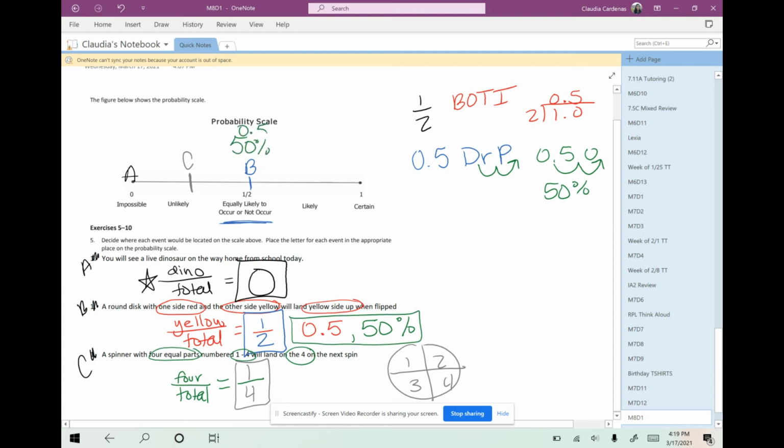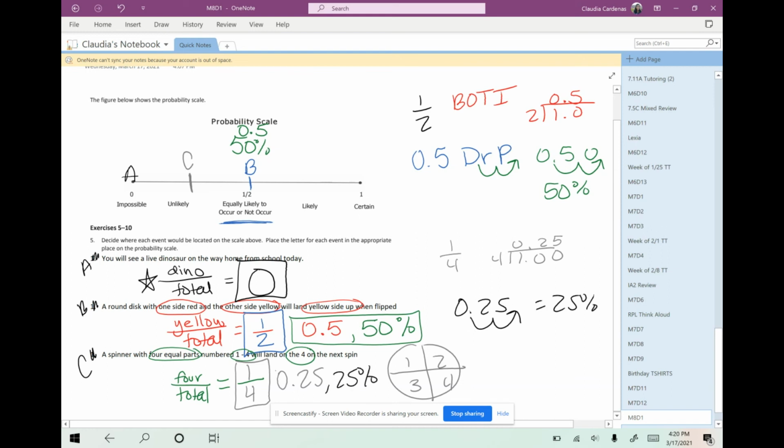I'm just going to add that above my scale. So go ahead and add that above your scale as well. And we can do the same thing here with 1/4, dividing using bow tie. And we know that 0.25 as a decimal. And we know that 0.25 converted to a percent would be 25%.